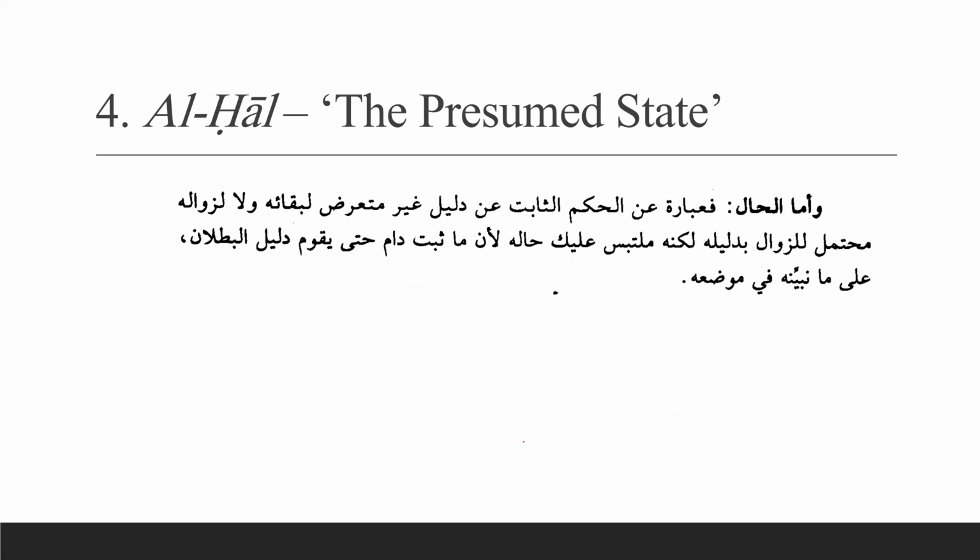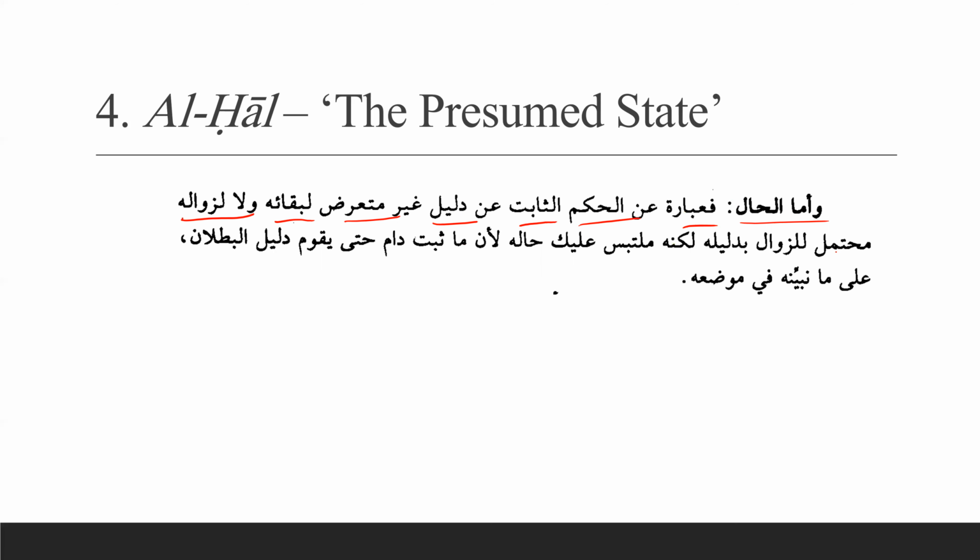The last of these hujaj, and then he'll step back and give some general reflections. The last of them he calls the hal, simply the presumed state. This is a reference to what we would often call dalil istishab. We assume things to be as they are. So he says this means a ruling, a judgment, which has been established through some indicator, through some guide, but that indicator didn't really address whether this ruling will persist, nor did it address whether this ruling would stop persisting.